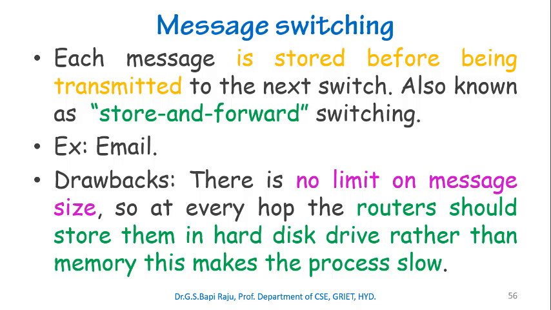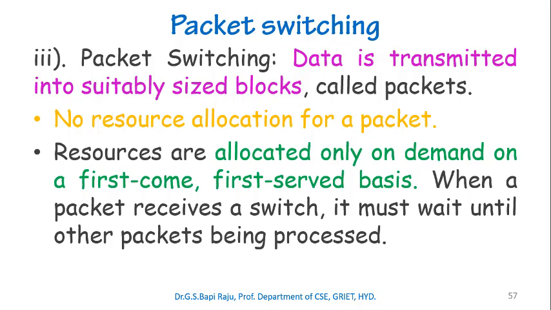Drawbacks. There is no limit on message size. So at every hop, the router should store them on the hard disk drive rather than memory. This makes the process slow, because normally routers have a limited amount of memory, so they can't store large messages. So they normally store them on the hard disk instead of memory or RAM.